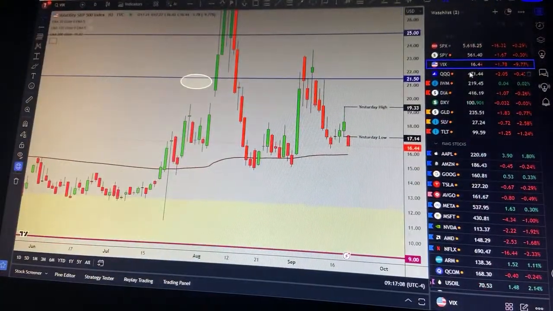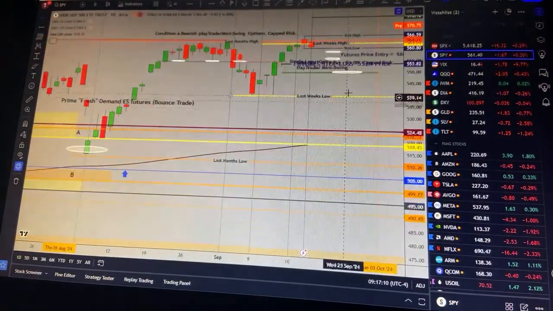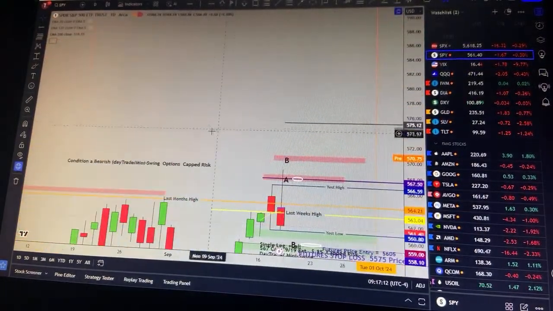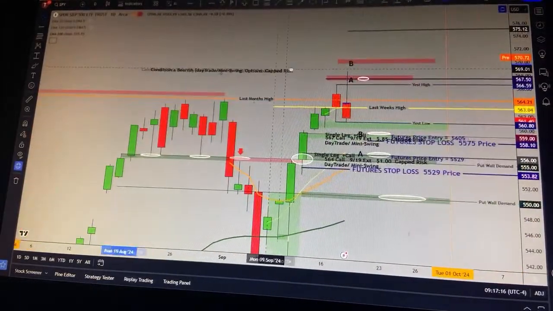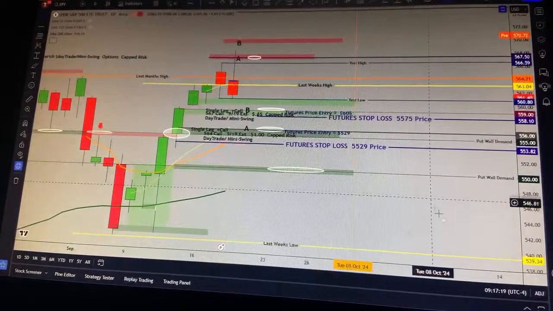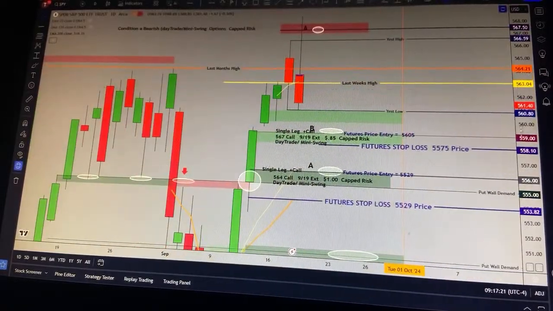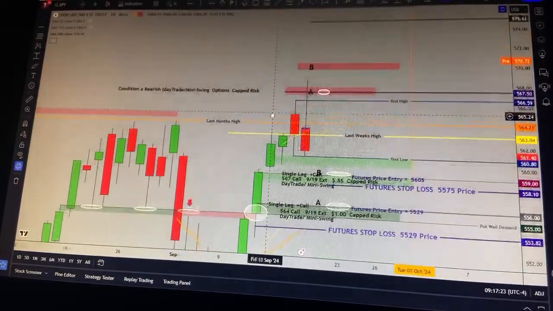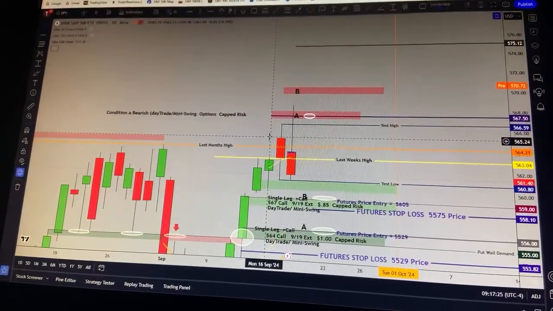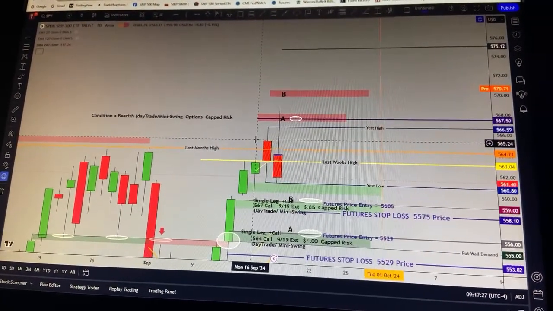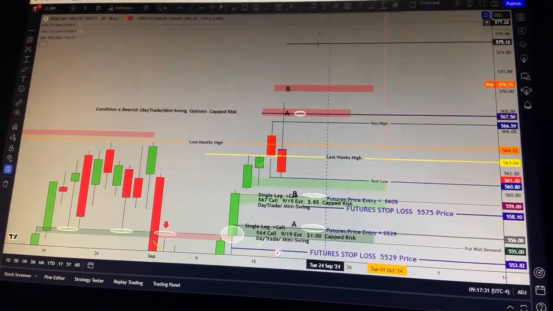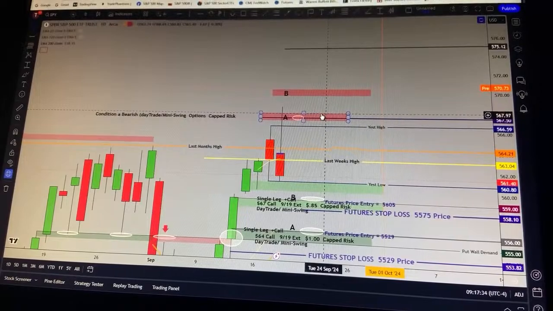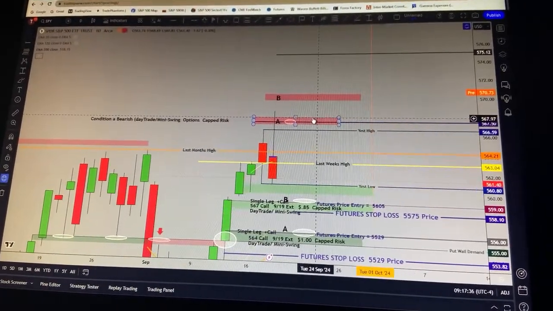SPY, real quick. We already talked a little bit about this. I did pull this up really quickly. Here are our notes from yesterday. I'm on a daily time frame. Let me see if I can stop moving this and make it a little more visible. Trying to zoom in the best I can. There we go.